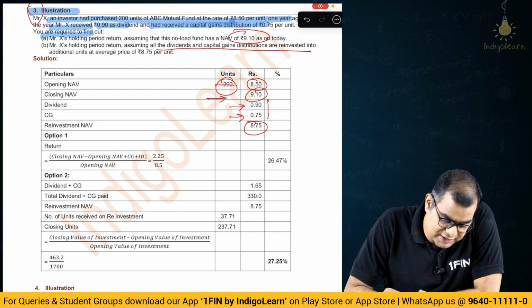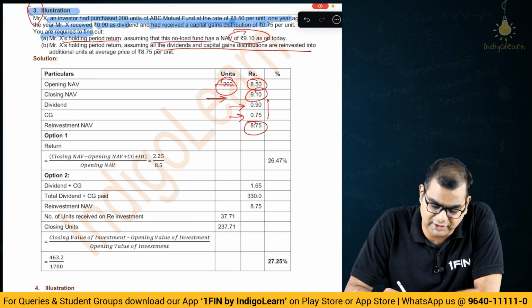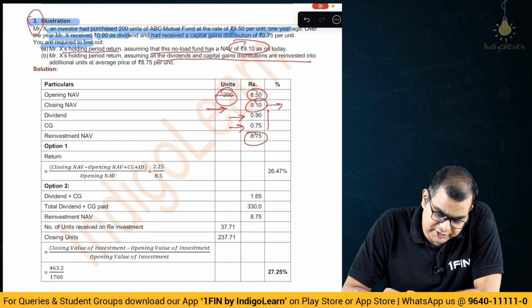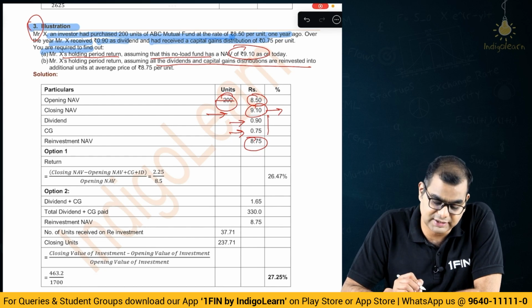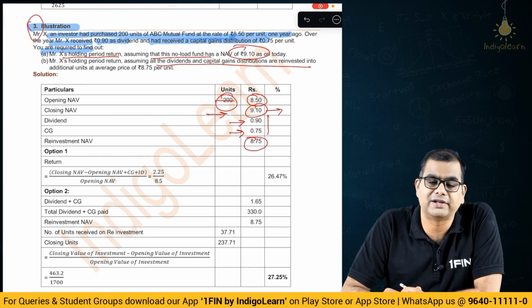Then first, what have they asked? Mr. X's holding period return, assuming the no load fund has an NAV of 9.1. 9.1 is the closing NAV. And they said it is for 1 year, and they have also said that it is a no load fund. NAV as on today. So you have to find out what is the holding period return over this 1 year period.